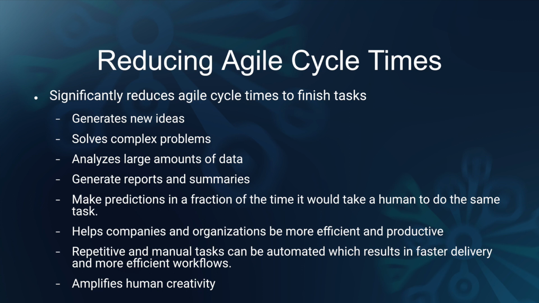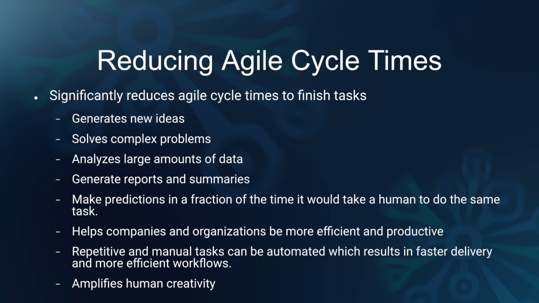And this is something that Meluk would really like, I think. It reduces agile cycle times. So whenever we are working on any tasks, it can generate new ideas. It can solve complex problems, analyze large amounts of data, generate reports and summarize them. And it can also make predictions really quick. It can make organizations and companies more efficient and productive. And it's really good at automation, and repetitive and manual tasks become really easy to automate.